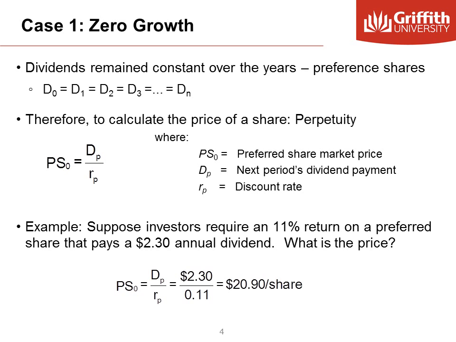Now in case 1, if the same dividends are expected at regular intervals forever, then such shares are considered perpetuities, and the present value of expected future dividends can be found using the perpetuity formula. So, suppose investors require an 11% return on preference shares that pay a $2.30 annual dividend. What would be the share price of this investment? We apply the formula of perpetuity and we find that the price per share in today's money is $20.90.